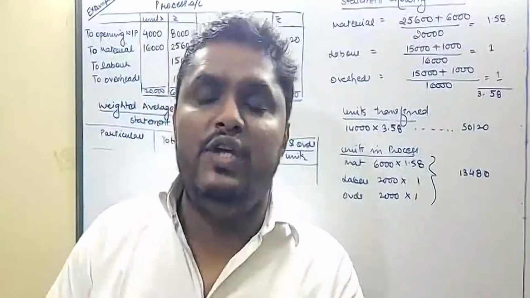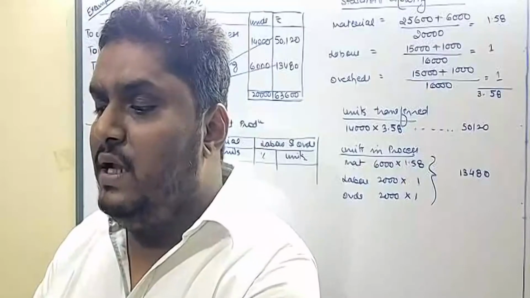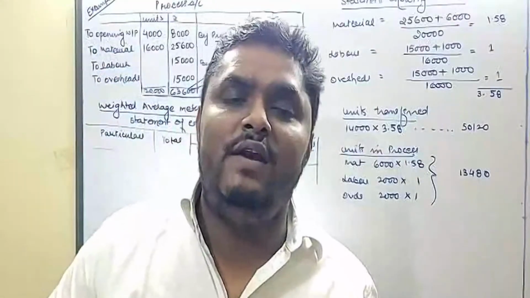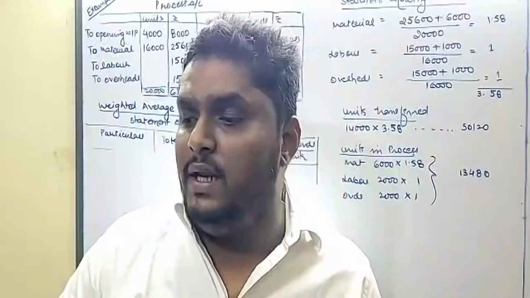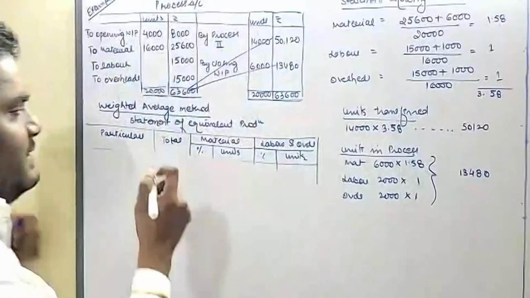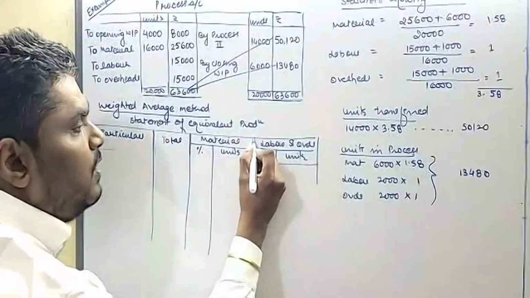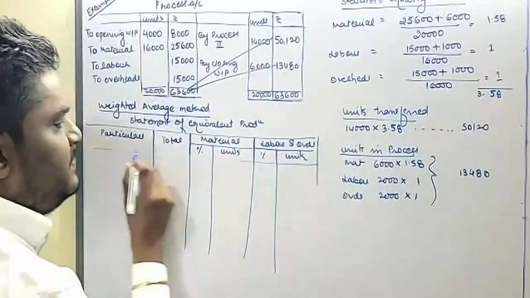It is given in the question, Pranav. Pranav Vashist, it is given in the question: 6,000, 1,000 and 1,000 is the cost of opening work in progress. See, let me discuss this in one more way for better understanding of the concepts.